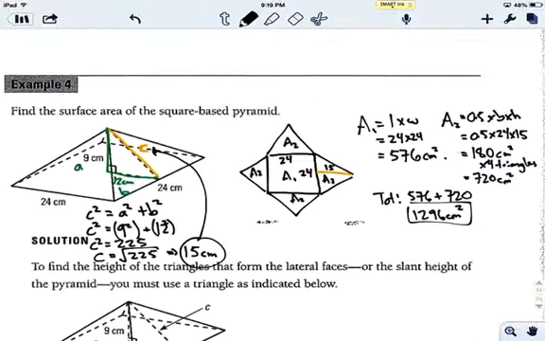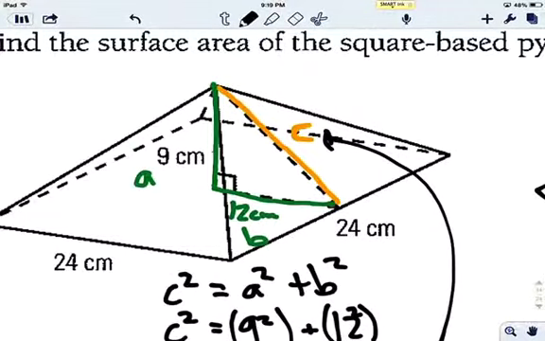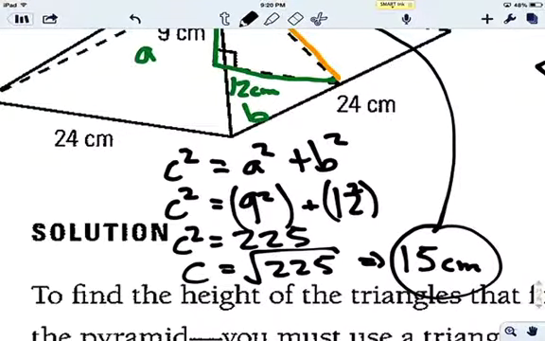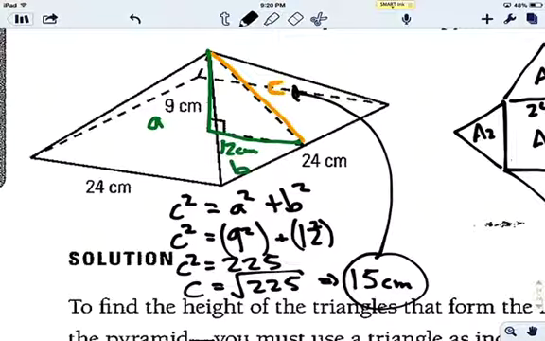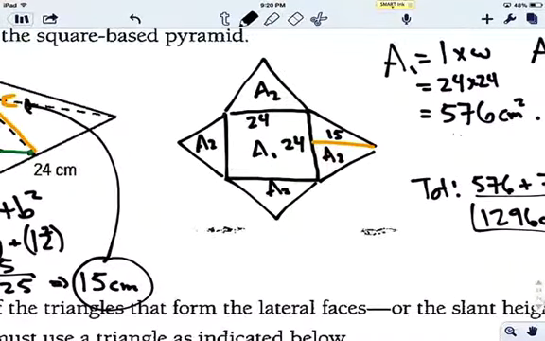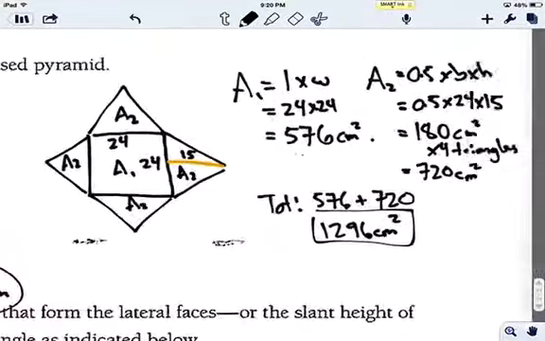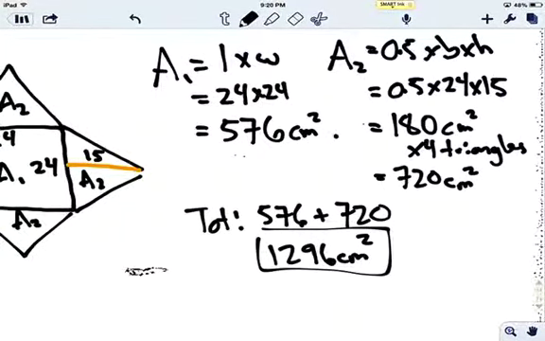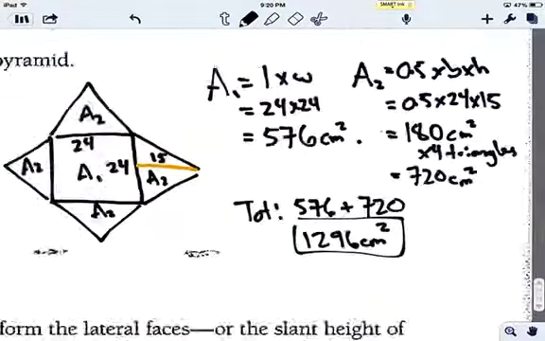So let's just take one last look. We recognized here that we weren't given that slant height, the orange one. So we're only given the height of the pyramid. We're not given the height or the length of that triangle. So we had to use some Pythagorean theorem to find that C side there. Okay, and then we said, all right, now we got it. So we drew our net out. Now we got that orange side there, which is 15. We found area 1, that rectangle in the middle. Okay, we found area 2, those triangles. And we have to times those triangles by 4 because there's 4 of them. That gives us 720. And now we add them all together, and that gives us 1296, and we're done.